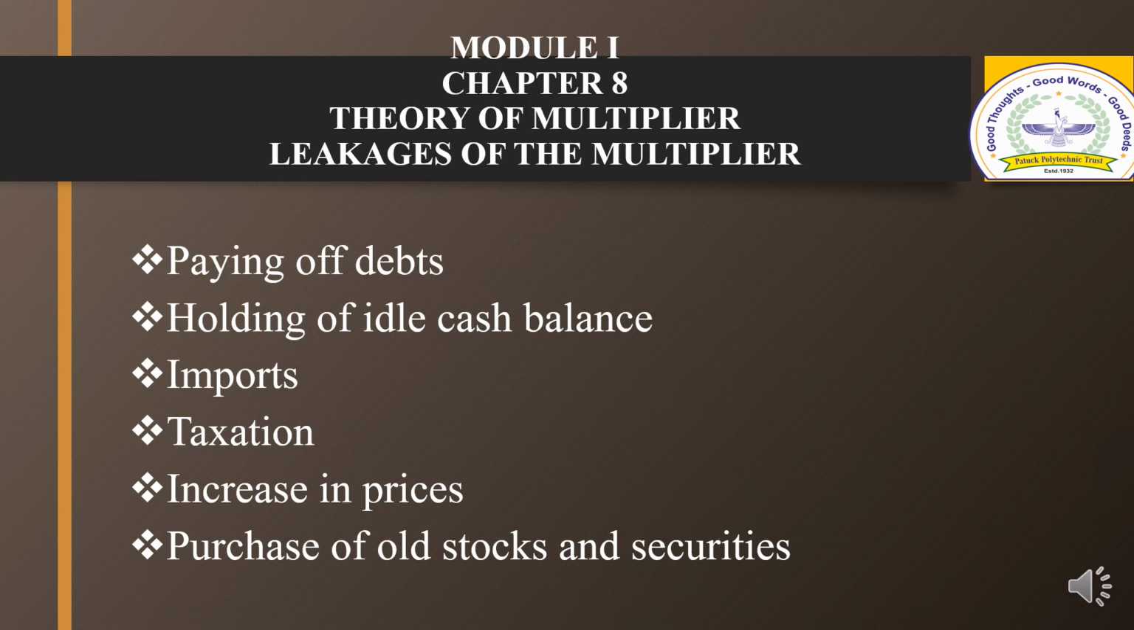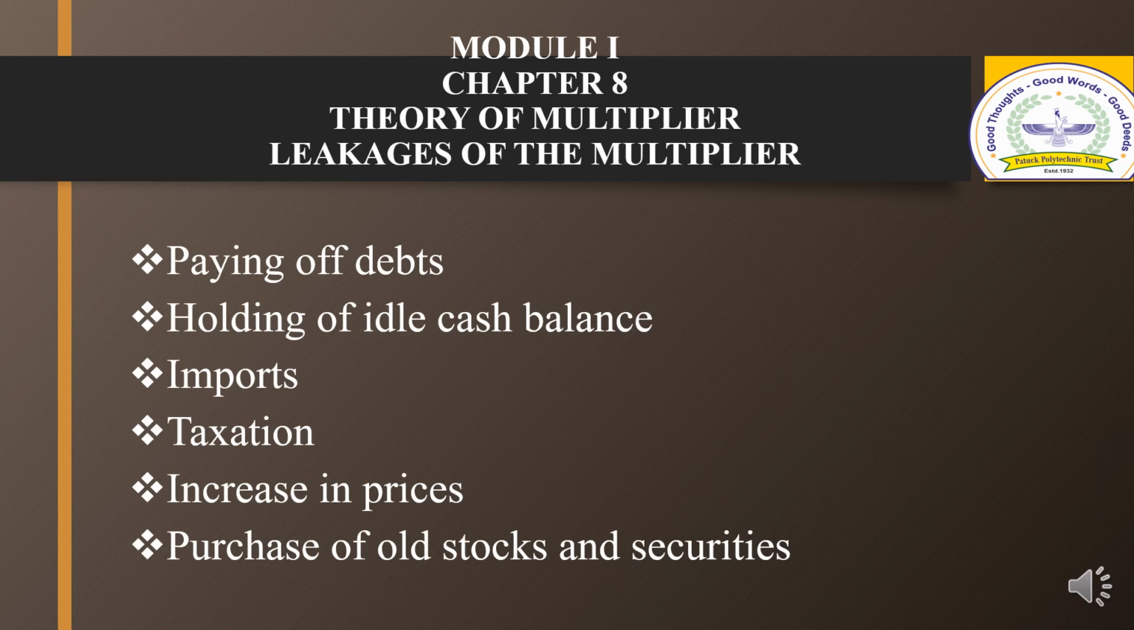Next is taxation. Taxation is another important leakage in the multiplier process because a part of the increase in income may be used for payment of taxes. However, if the money raised through taxation is spent by the government, the leakage through taxation may be offset by the increase in government expenditure. Next leakage is increase in prices. Price rise constitutes another important leakage in the working of the multiplier process in real terms. As prices rise, the increase in real consumption out of an increase in income will be lower than expected. Thus, the value of the multiplier will be low.